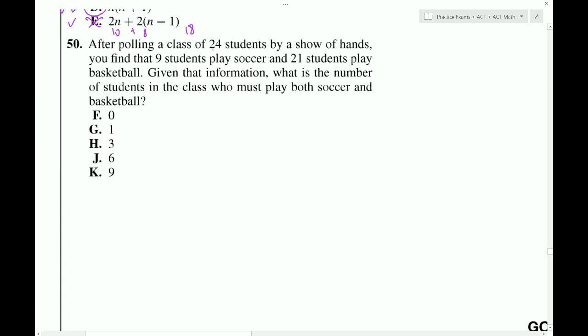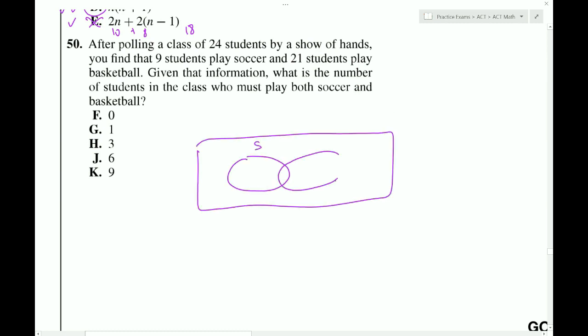After polling a class of 24 students by a show of hands, you find that 9 students play soccer and 21 play basketball. Okay, so this is looking like a Venn diagram question. Okay, soccer and then basketball. And this is going to be the both category, okay? So the number that plays soccer we place outside, not inside the circle. So the soccer is 9 and the basketball is 21. Given that information, what is the number of students of the class who must play both?